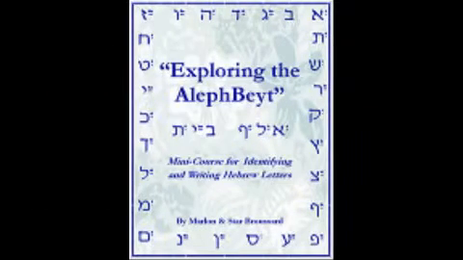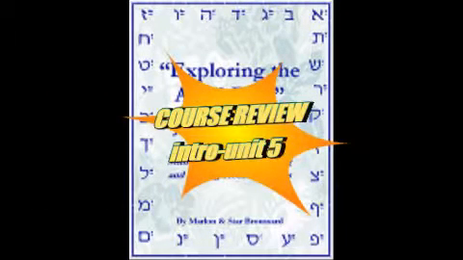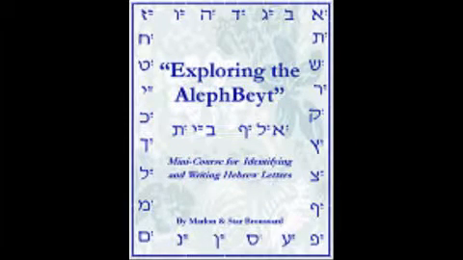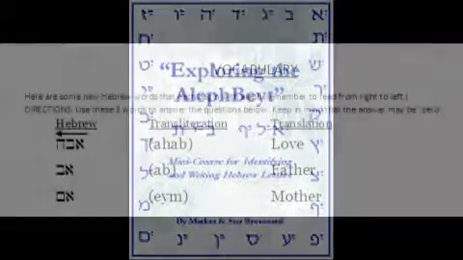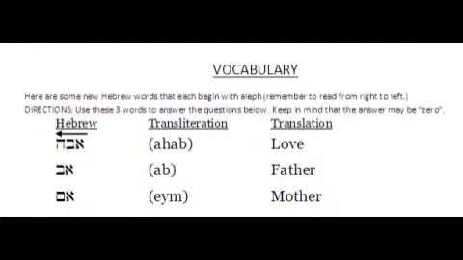In this course review, it begins from the very beginning, our introduction of the Exploring Aleph Beit series, and it goes all the way to the Nun Sofit. And notice here that we've introduced three new vocabulary words for love, father, and mother. So as you go through with these questions, you'll notice there are new vocabulary words, and beginning with the 13th question down to the 18th, they all relate to your vocabulary.